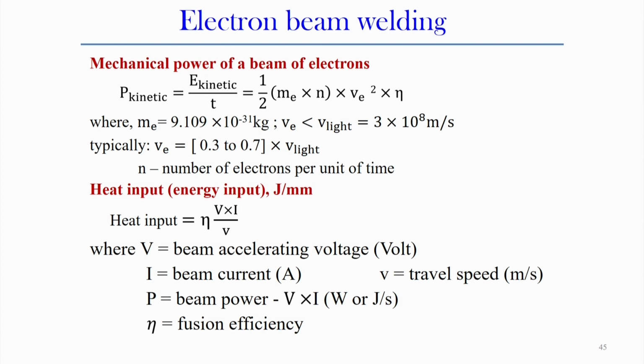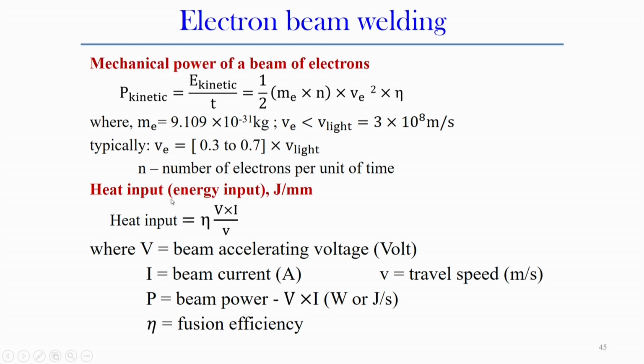And N, since there is a time component here, we are estimating the beam power. Here N represents the number of electrons, so we can estimate the number of electrons per unit time. That represents the total kinetic power of the electron.